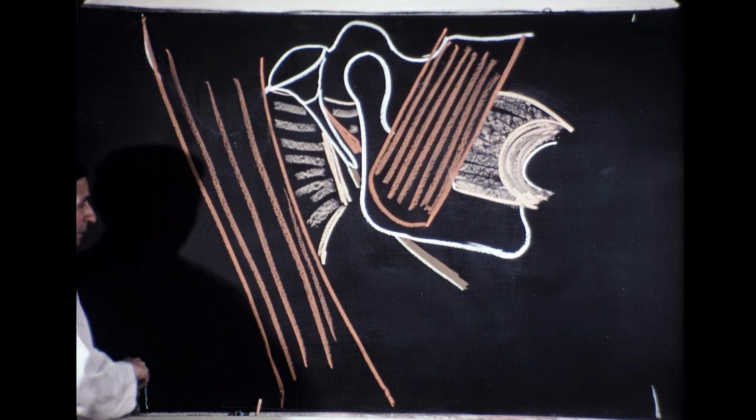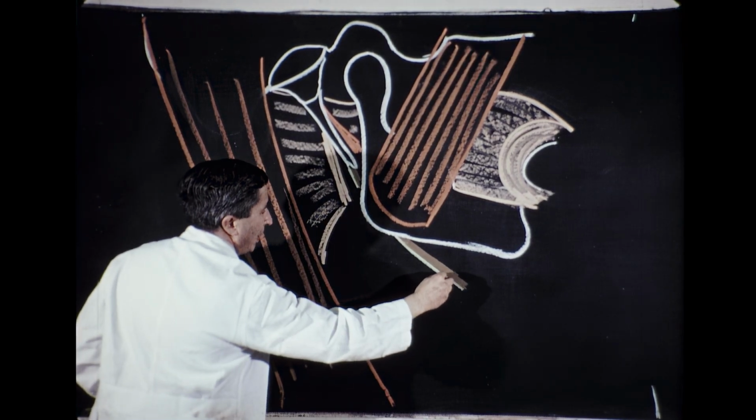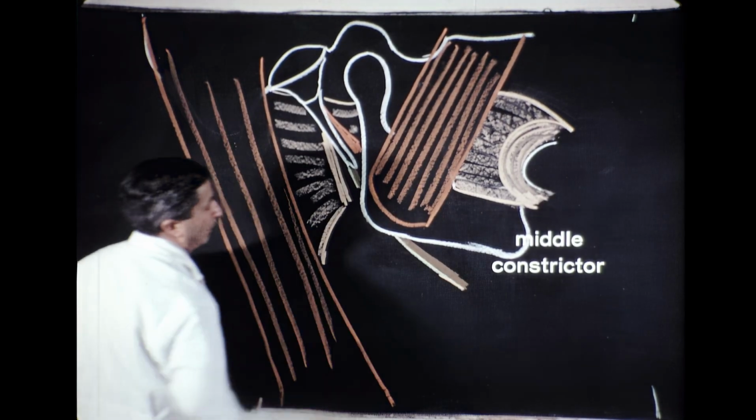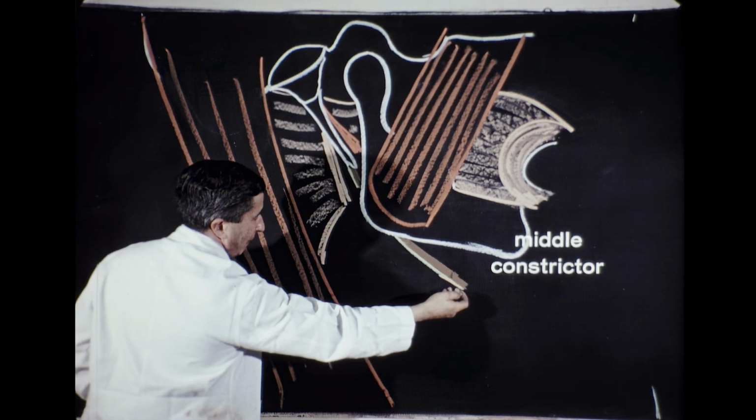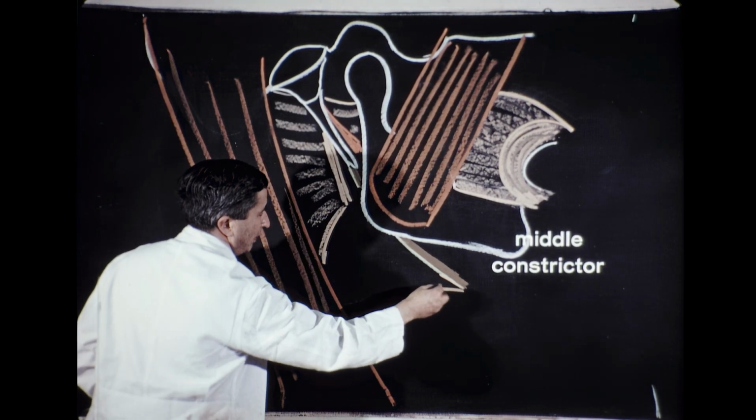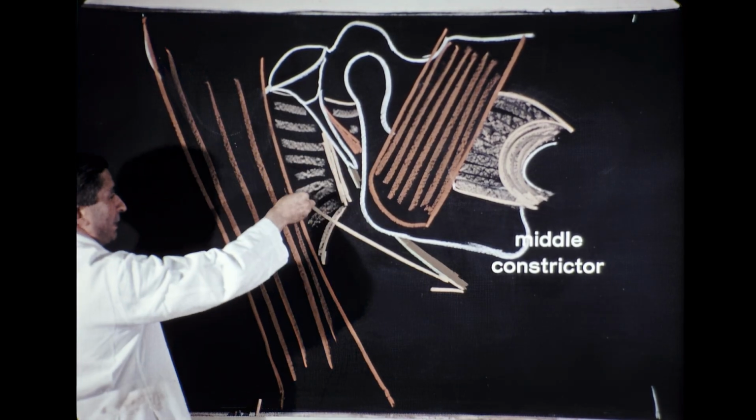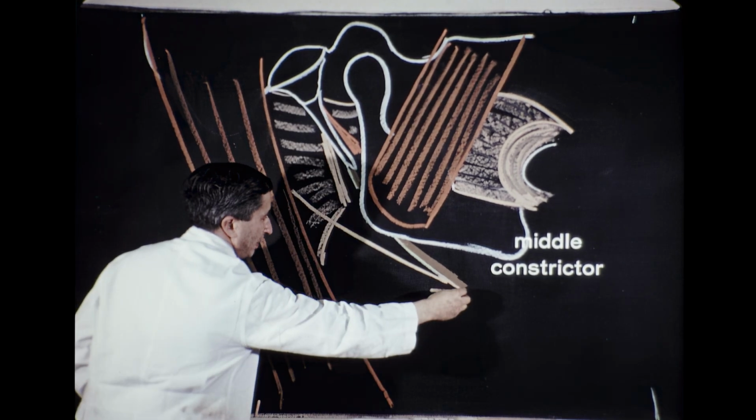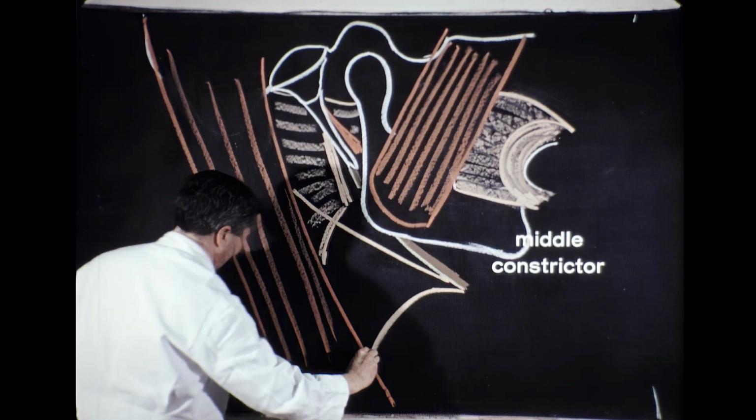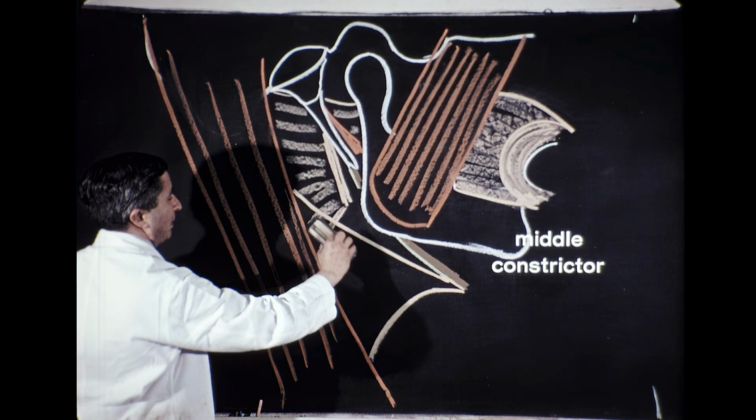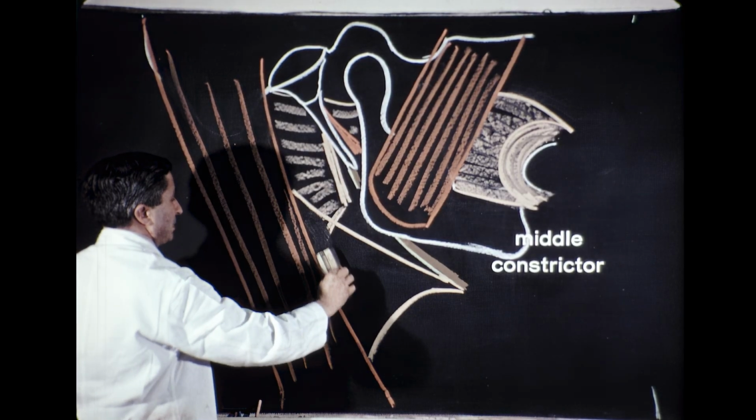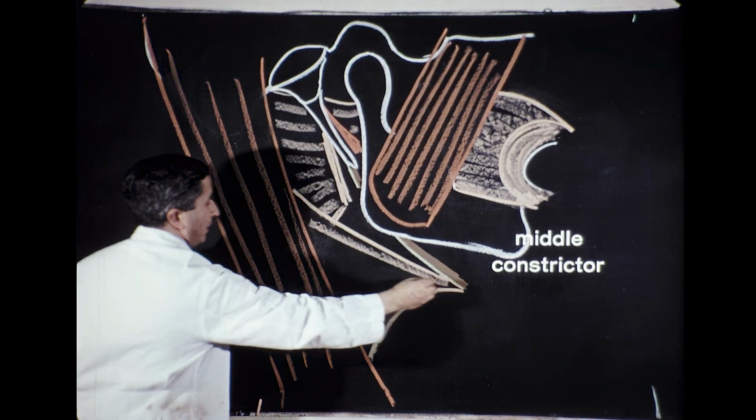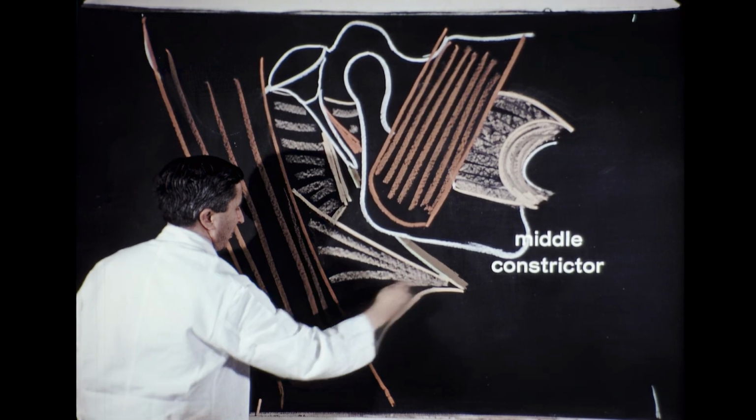And then we can put in here the origin of the middle constrictor arising from the lower part of the stylohyoid ligament and the upper margin of the greater cornua of the hyoid bone, and that sweeps up here like that, overlapping the superior constrictor and the lower margin sweeping down that way. And now we can rub out here the superior constrictor, showing these fibers of the middle constrictor coming around, fanning out as they do so.